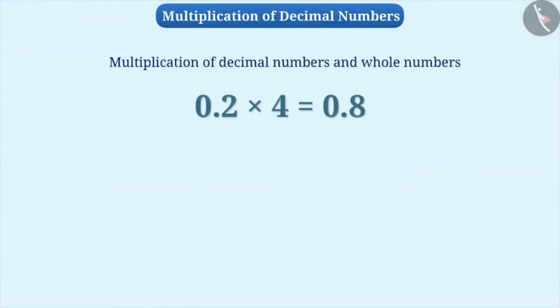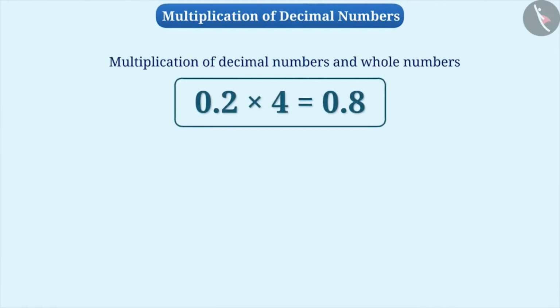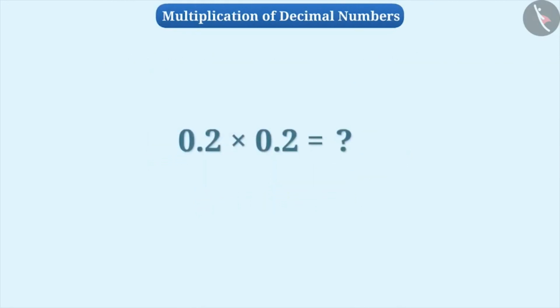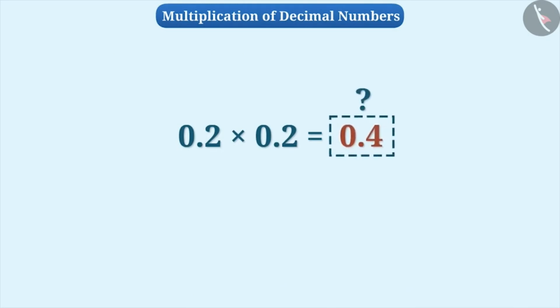In the previous video, we have learned multiplication of a decimal number and a whole number. Now, we are going to learn multiplication of two decimal numbers. Suppose we need to find the value of 0.2 multiplied by 0.2. Will the answer be 0.4? Think for a while. Let me tell you.